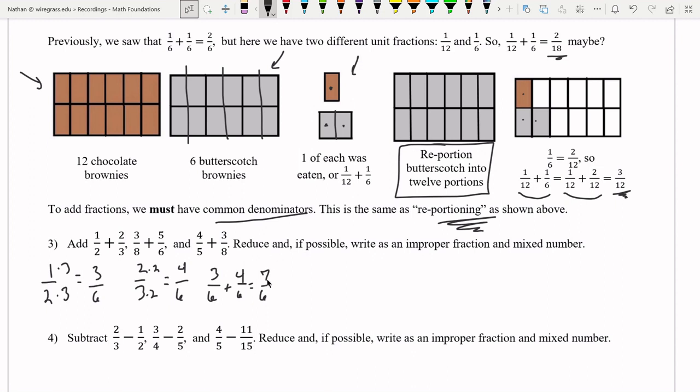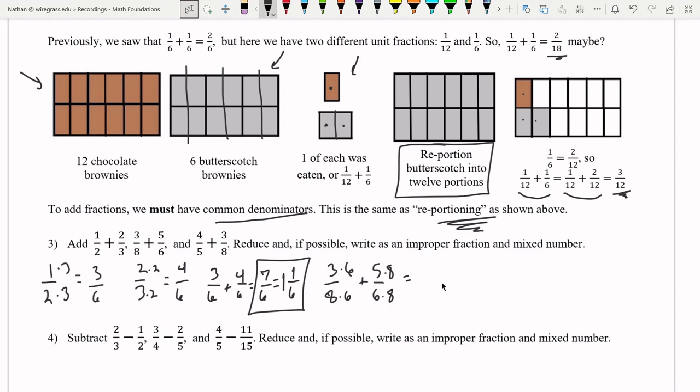I can write it as a mixed number, right? 6 can go into 7 one time with 1 remaining. So this is my solution. That's the idea here. Now 3/8 and 5/6, 8 and 6 can both go into 8 times 6, which would be 48. So if I do 3 over 8 times 6 over 6 plus 5 over 6 times 8 over 8, you can see how in the denominators I have both 6 times 8. 8 times 6 is the same thing as 6 times 8.